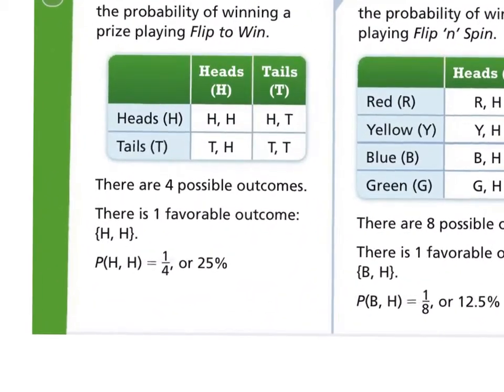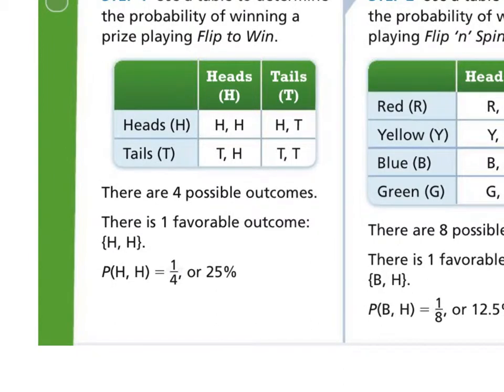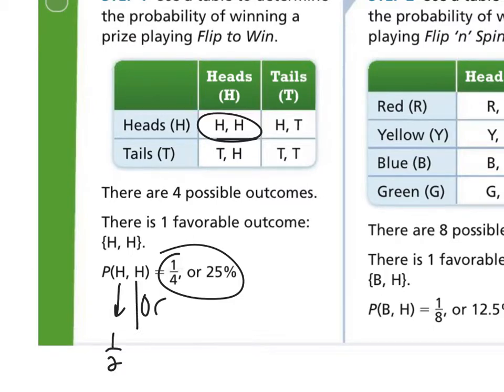So flip and win, the book went ahead and just listed out all the different possibilities, and you can see getting 2 heads is 1 out of 4 chance, or 25%. Another way you could have done that, you could have said chance of heads was 1/2, chance of the other heads is 1/2, and multiply is 1/4. Okay, either way is fine.